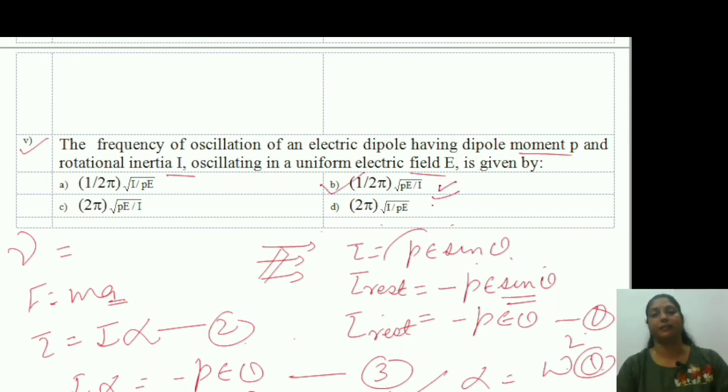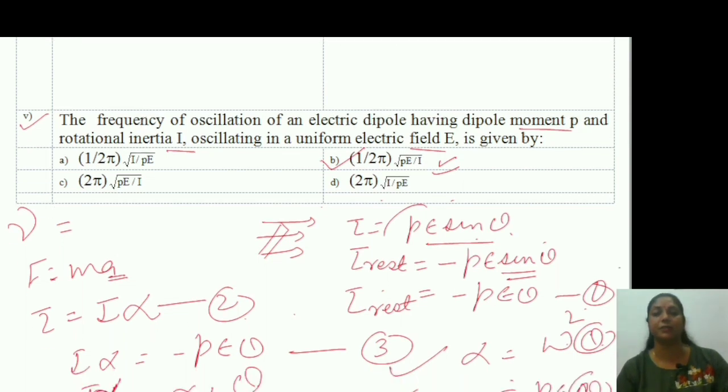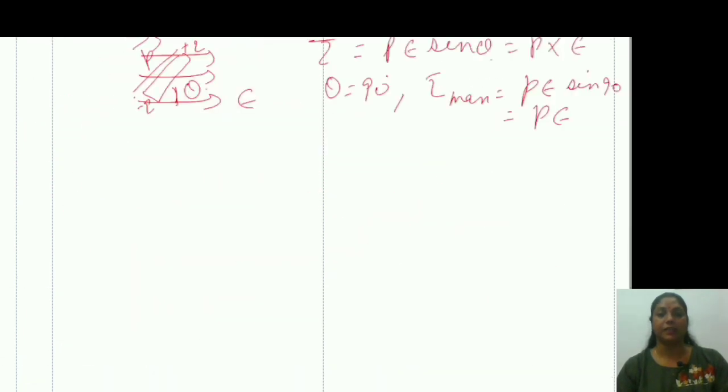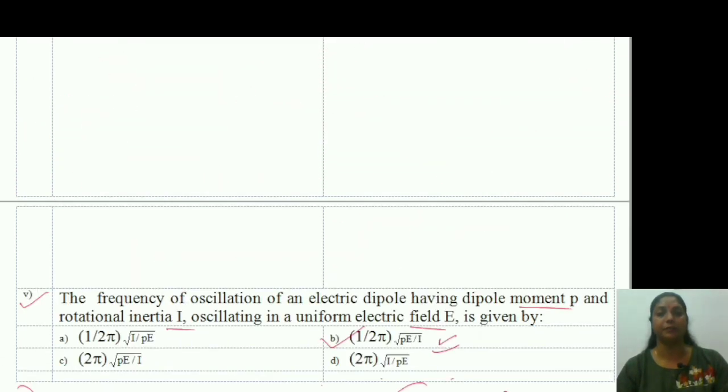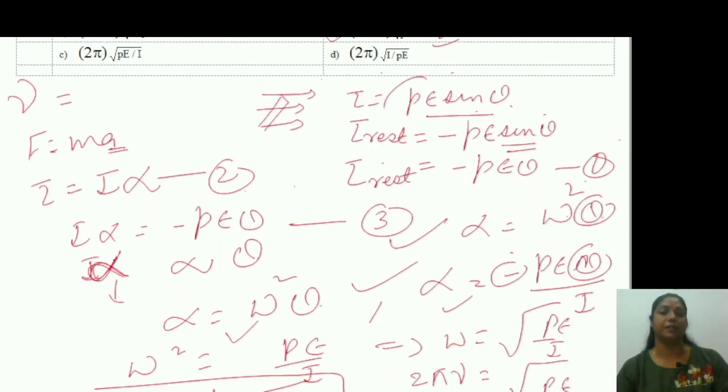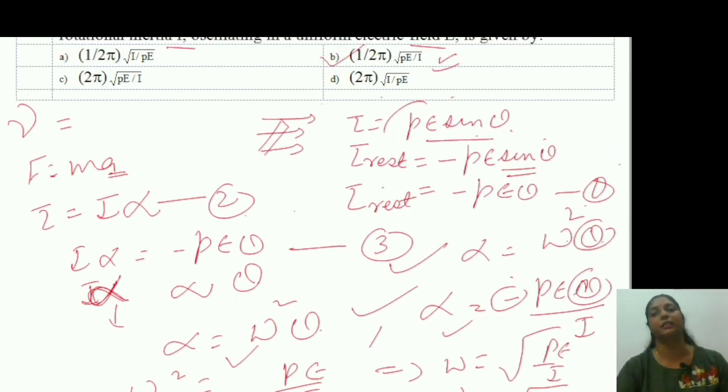This option is correct. So a little bit difficult, but still you tried this one. You know torque is P sine theta, then restoring torque is minus P sine theta, and you know in rotational motion tau is I alpha. You compare these two equations, you get alpha, and after that you know alpha is omega square theta, you get the value of omega. And after that, omega is 2 pi nu. So you can easily calculate frequency equal to 1 by 2 pi under root PE by I. In this way calculate this question. Hope it's clear to all of you.